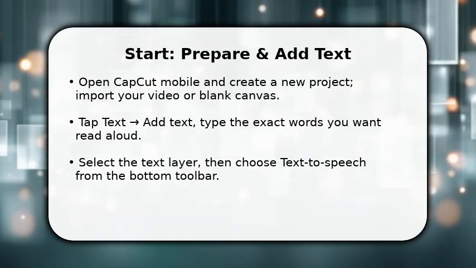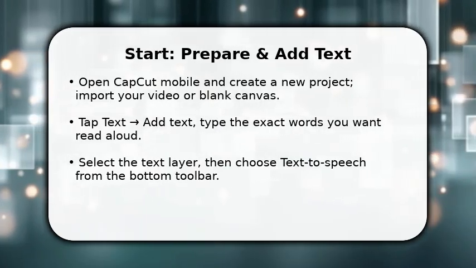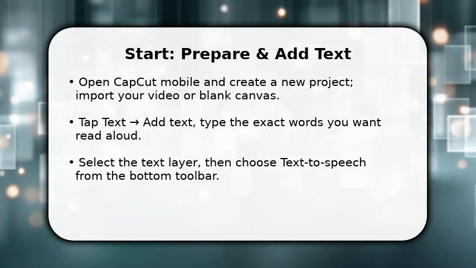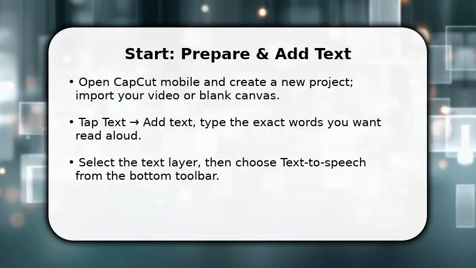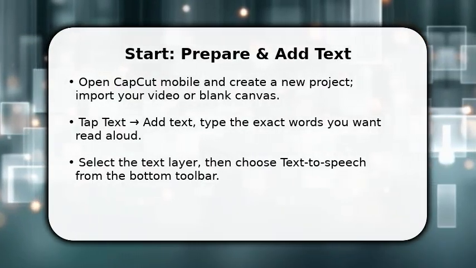You're ready to record a voice without a mic. Open CapCut and import your clip so timing is set. Tap text, add your phrase, and place the text where you want speech to start.